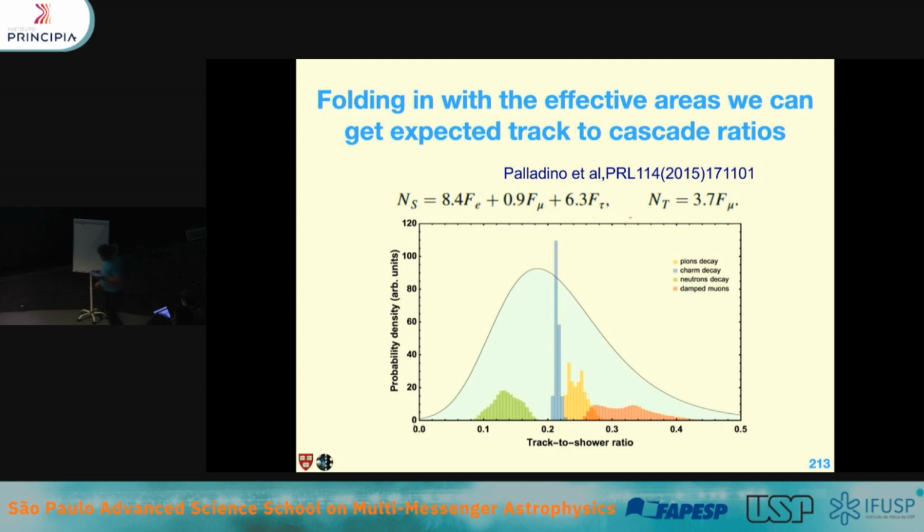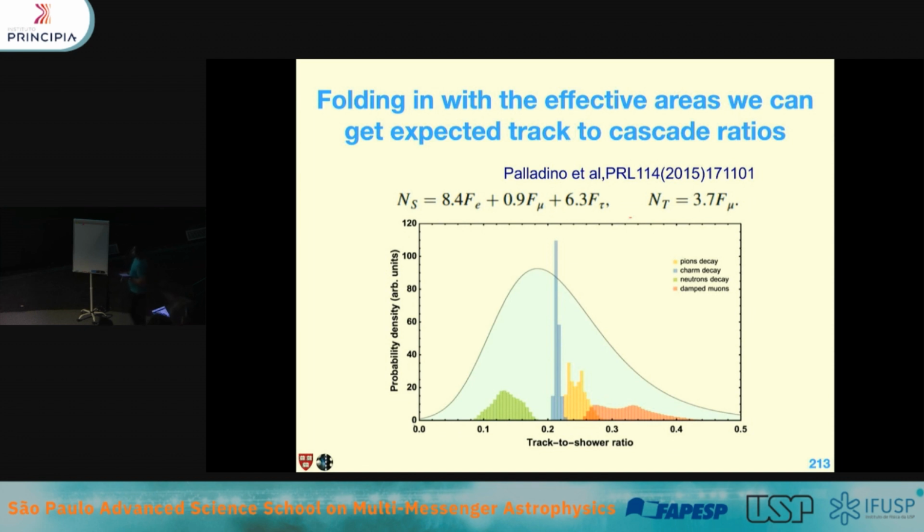So if we have that flavor contribution, we can now predict observables in detectors like IceCube. For example, you can look at the ratio of tracks to showers. Remember that tracks are produced predominantly by muon neutrinos, and showers are produced by essentially all the other types. So the track to shower ratio is a proxy for the flavor of astrophysical neutrinos.